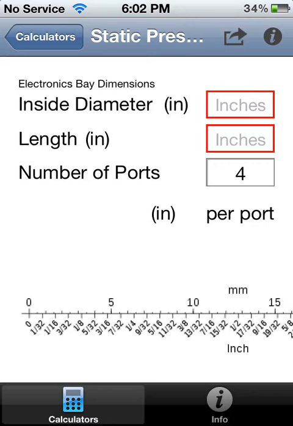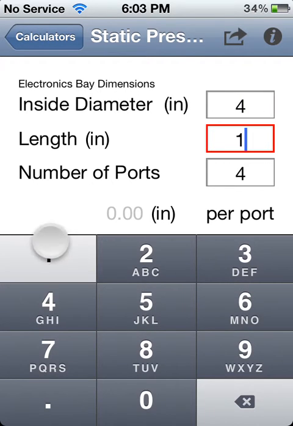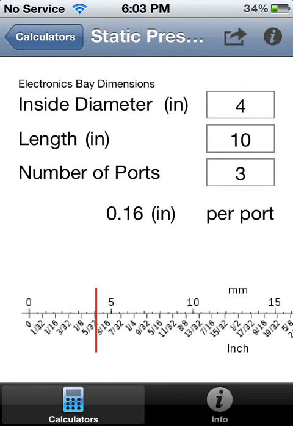So suppose we had a 4-inch diameter, 10-inch E-bay. If we wanted 3 ports, we would need a 5/32 inch drill bit, or a 4mm equivalent.